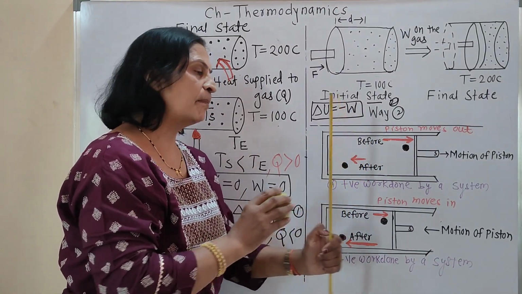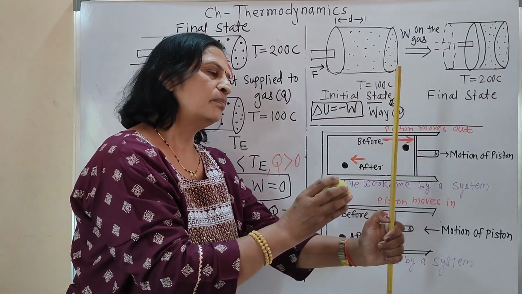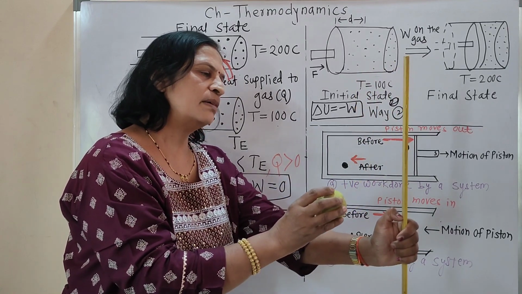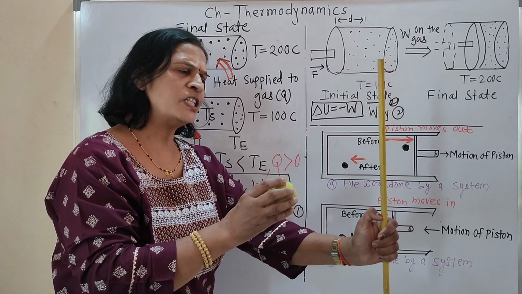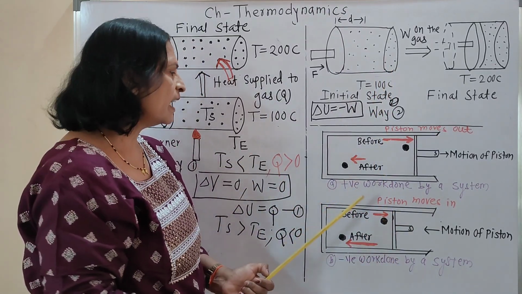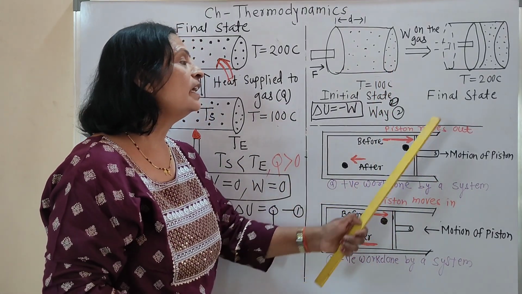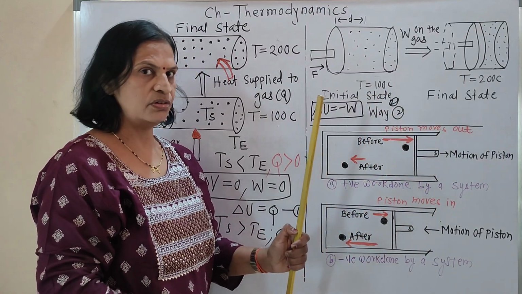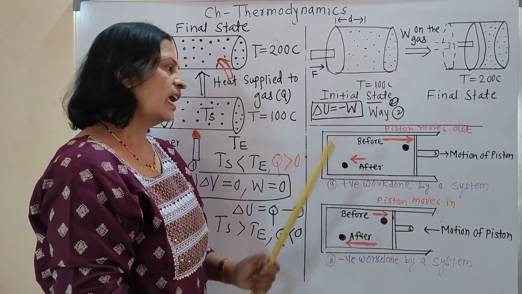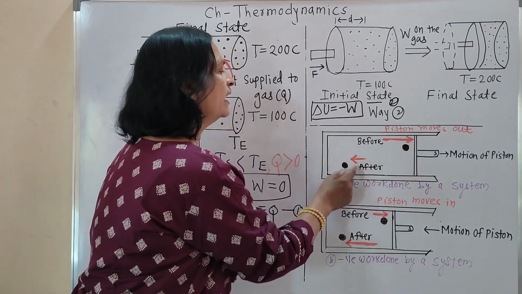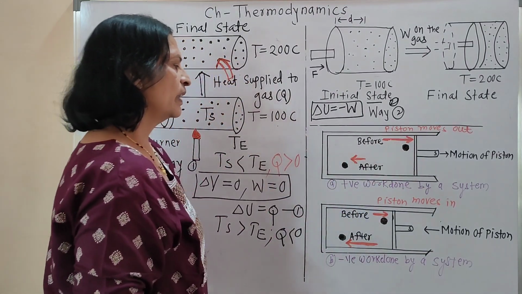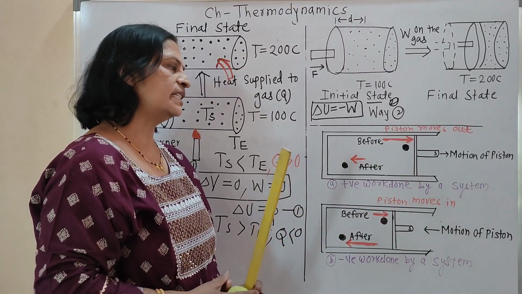Understood? When this wall of the piston travels some distance, this is the motion of the piston in this direction, then expansion is there, and when expansion is there, then positive work is done by the system. Therefore the length of this arrow is always greater than this arrow in the positive work done by the system case.